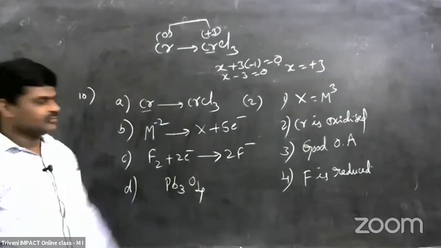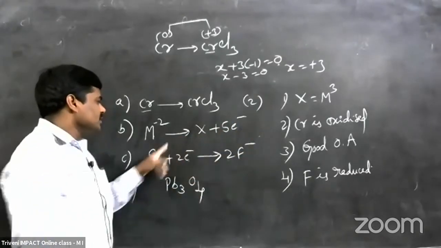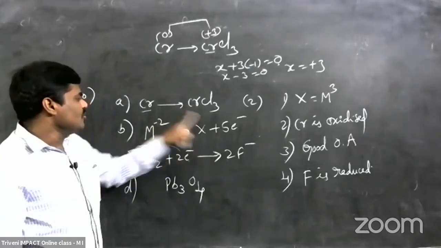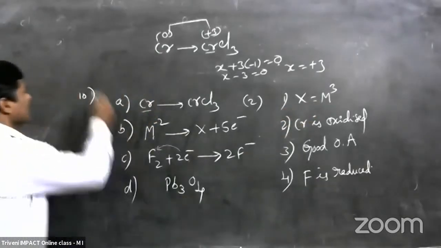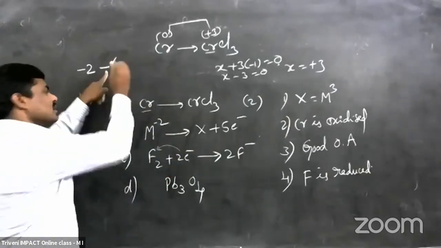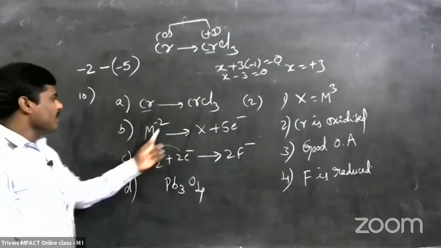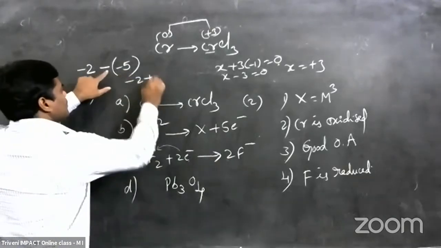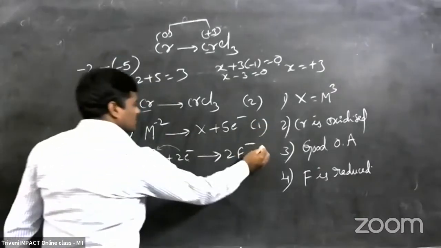Now coming to the second one, B. All of you note down this also. M minus 2 gives rise to X plus 5 electrons. Electrons on the right side mean electrons are removed. So from minus 2, 5 electrons are removed. So what is the M value? M power 3. How do we get it? From minus 2, how many electrons are removed? 5 electrons. What is the charge of an electron? Negative charge, so minus 5. Removed means minus, so minus 2 minus of minus 5. How much? Minus 2 plus 5 is plus 3. So we get M power 3, option 1.